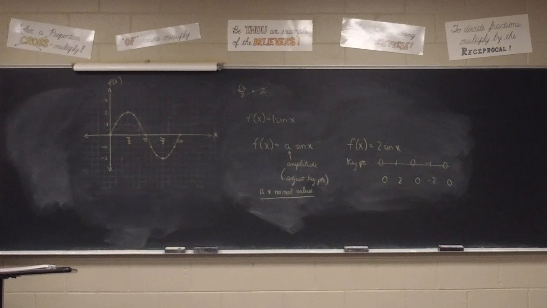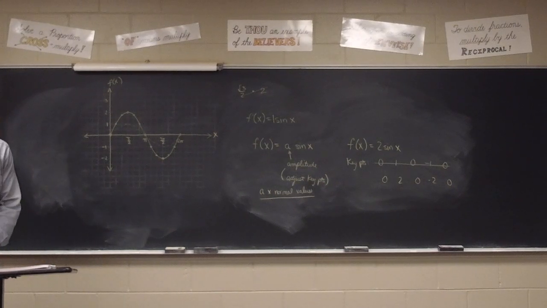Like that. And now that's f of x equals 2 sine x. Pretty straightforward change. Again, the key is to know what normal numbers you would use for the graph and simply double them all.